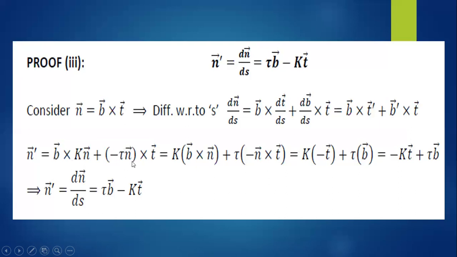Now kappa is a constant, so it is outside the bracket, so kappa into B cross N plus tau times N cross T, with a minus sign. The term B cross N is anticyclic, so it is minus T. And N cross T is anticyclic, giving minus B, so with the minus sign it is plus B. So this becomes minus kappa T plus tau B. When we arrange them, N prime is equal to dN over ds is equal to tau B minus kappa T. So these are the three proofs of the Serret-Frenet theorem.